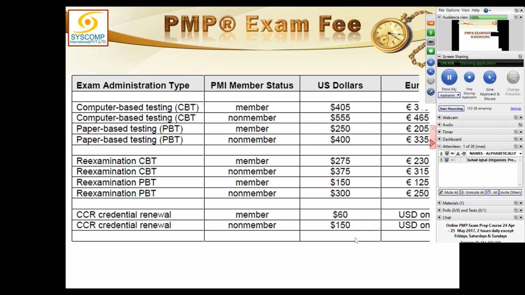Once you have qualified the PMP exam, as I told you yesterday, you have to gather 60 professional development units in every 3-year cycle. And if you have done that, you can renew your PMP status. If you are a member, you pay $60 and renew it. If you are not a member, you pay $150 and renew it. So that is as far as the PMP exam fee is concerned.